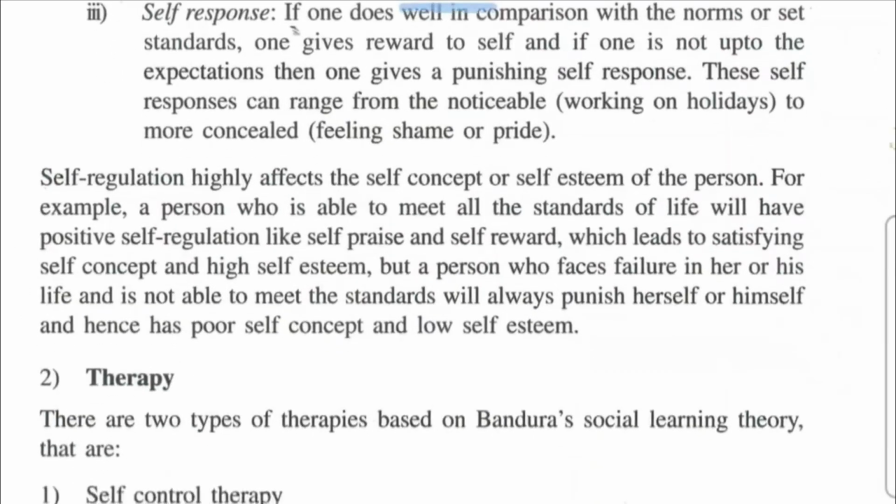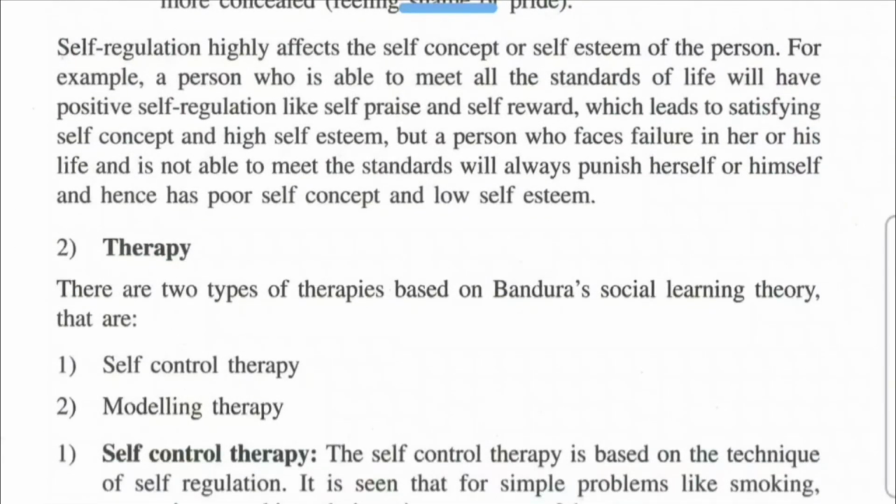Self-regulation highly affects the self-concept or self-esteem of the person. For example, a person who is able to meet all the standards of life will have positive self-regulation, like self-praise and self-reward, which leads to a satisfying self-concept and high self-esteem. On the other hand, a person who faces failure in life and is not able to meet the standards will always punish himself or herself and hence have a poor self-concept and low self-esteem.